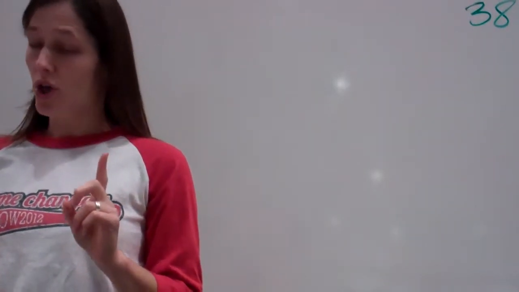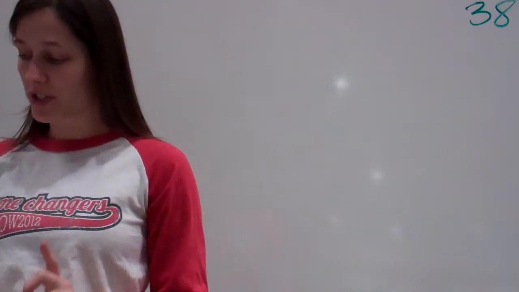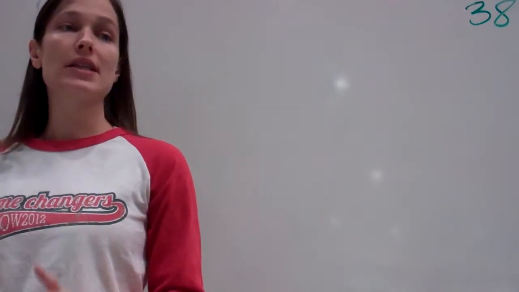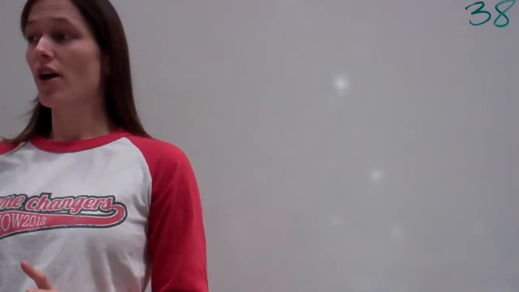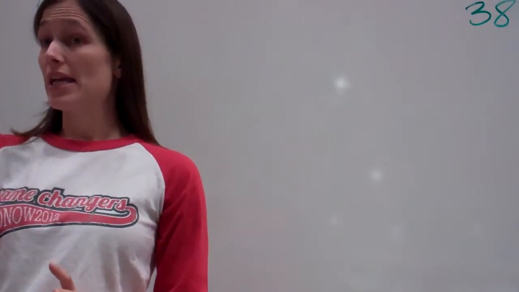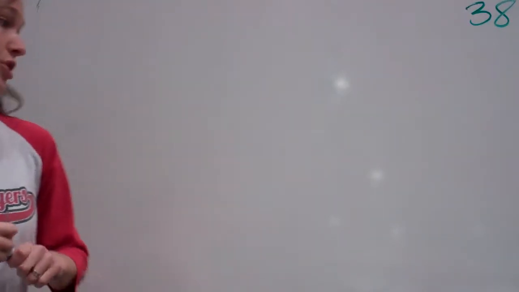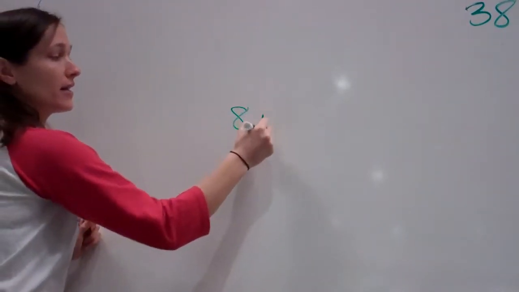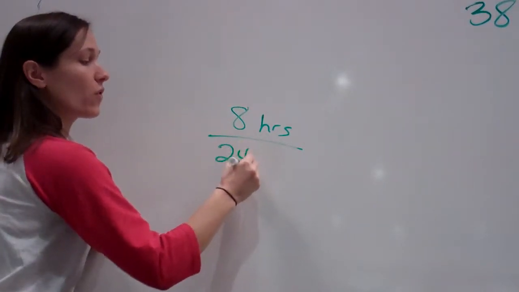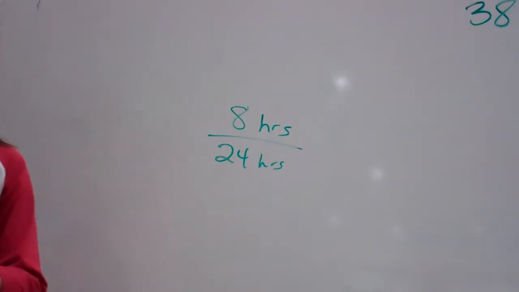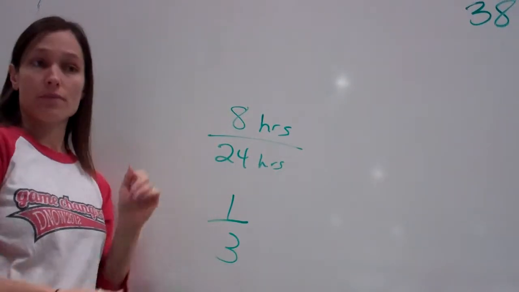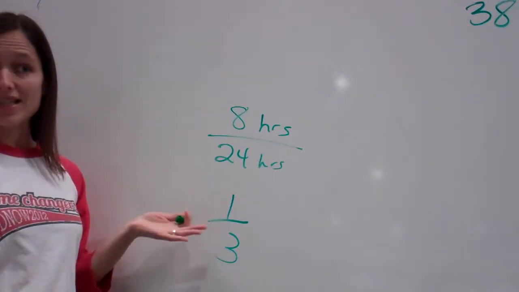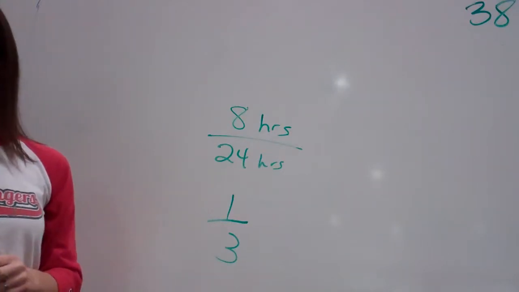Good job. Now listen to this one. This is very important. What fraction of her day is spent sleeping? 1/3. How did you get that? No, it's 8 out of 24 hours. So 8 hours of the 24 hours is spent sleeping. When you reduce that, you get 1/3. So 1/3 of her day is spent sleeping.